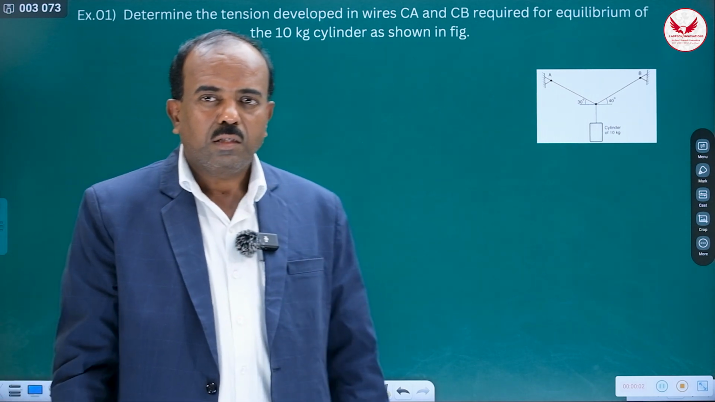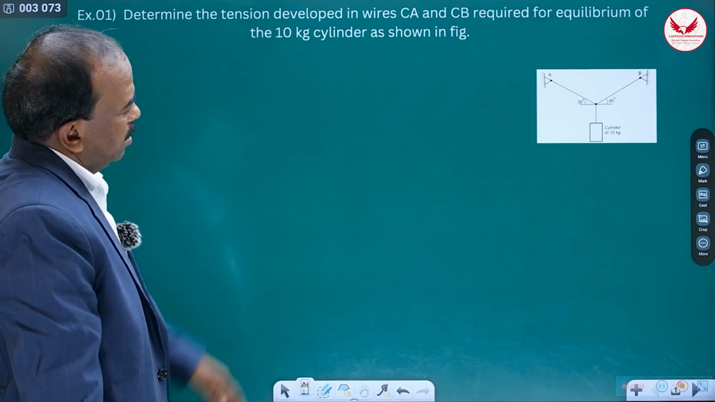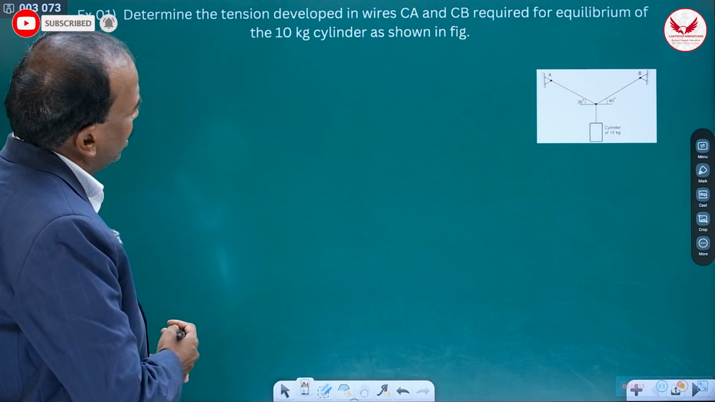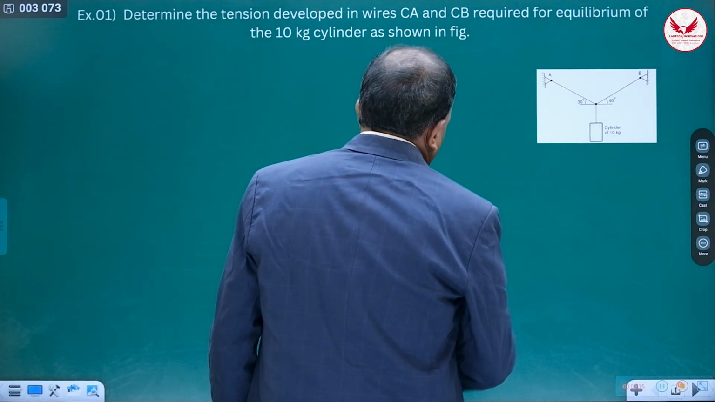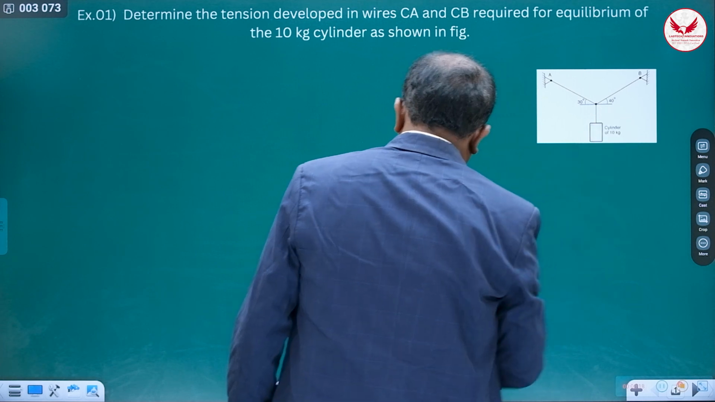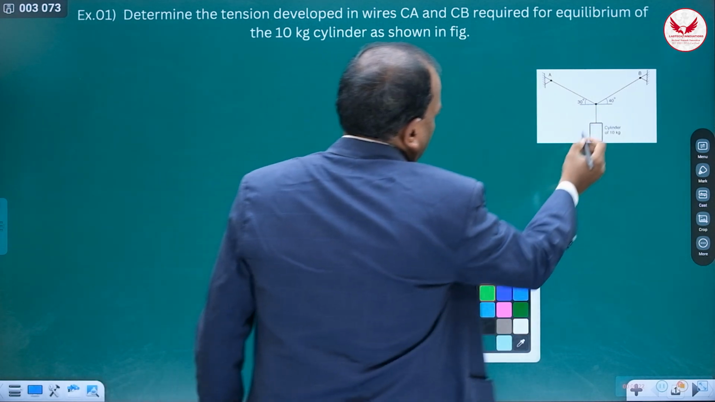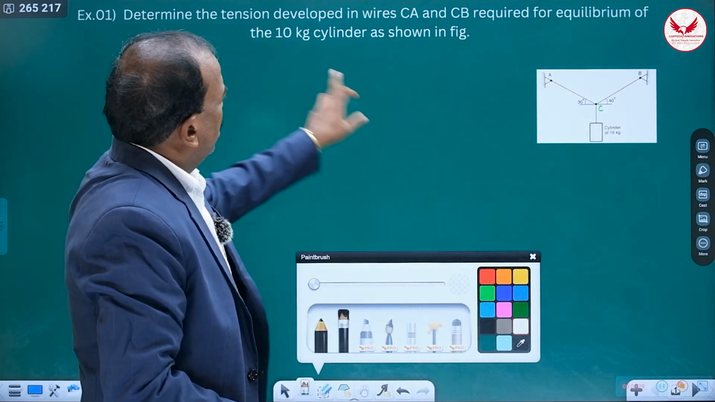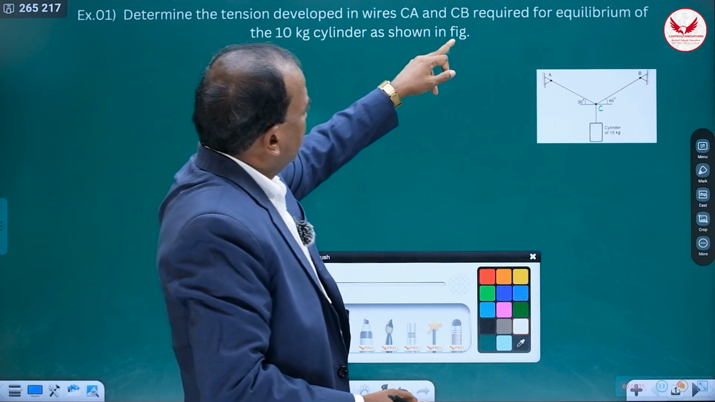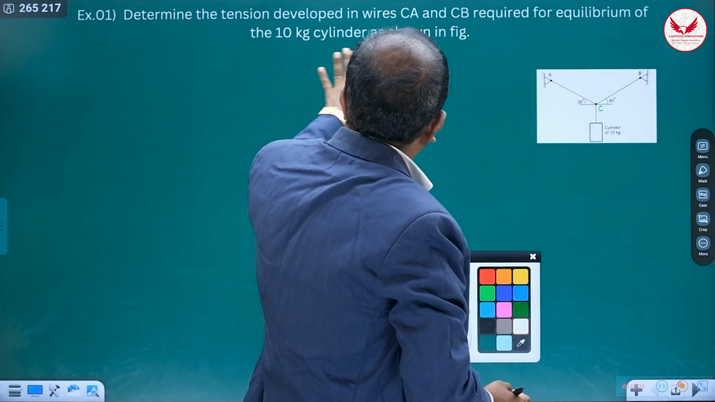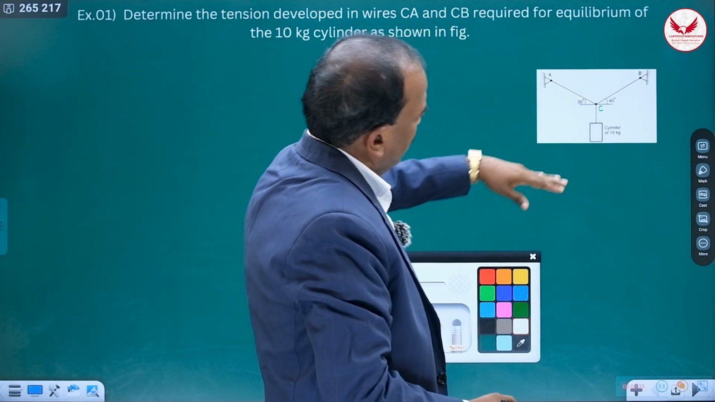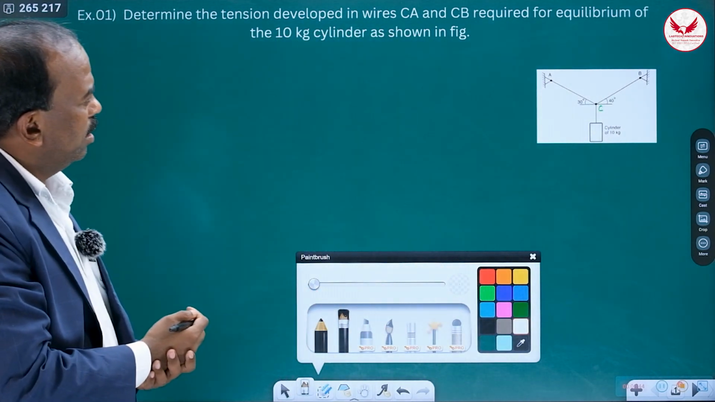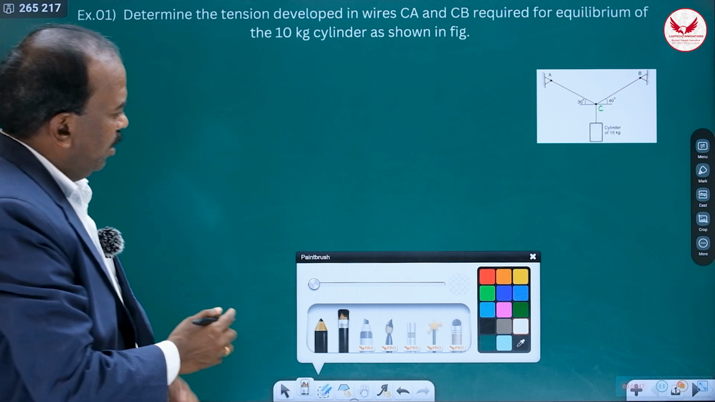Now we'll see the very first example of equilibrium of concurrent forces. What is the example? Determine the tension developed in wire CA. CA means, this point is C. Determine the tension developed in the wires CA and CB required for equilibrium of the 10 kg cylinder as shown in the figure. Means this 10 kg cylinder is there. Because of this, there will be tensions in the AC and BC cables, and we have to get these values.